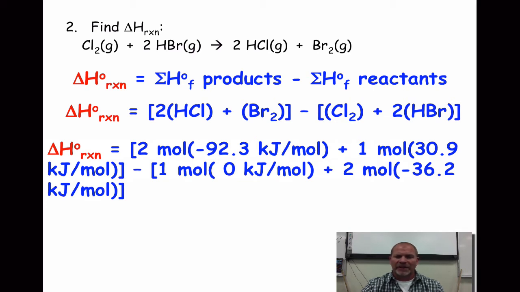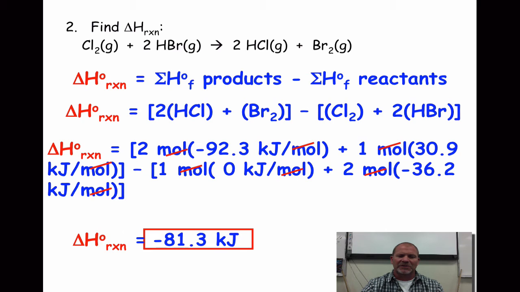I have 2 moles of HCl, so it cancels out. I have 1 mole of my Br2 as a gas, minus 1 mole of chlorine, Cl2 as a gas. You can see it has a 0 heat of formation because chlorine, Cl2 as a gas, is its standard state, which is based upon the periodic table at 25 degrees Celsius and 1 atm. And then I subtract from that 2 HBr. I have 2 moles of HBr weighing in at negative 36.2 kilojoules. As my moles all cancel out, I do simple addition and subtraction, and I come up with negative 81.3 kilojoules, and this is the exothermic reaction.